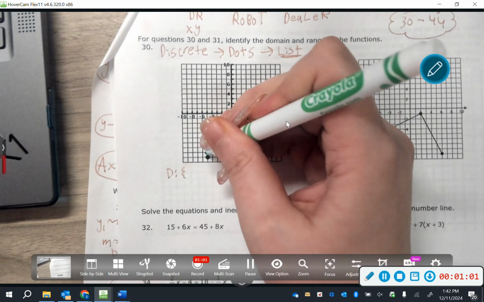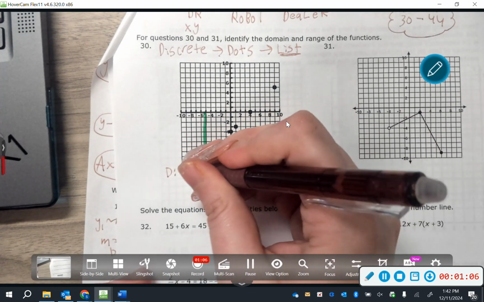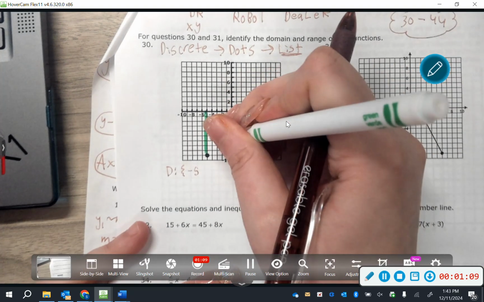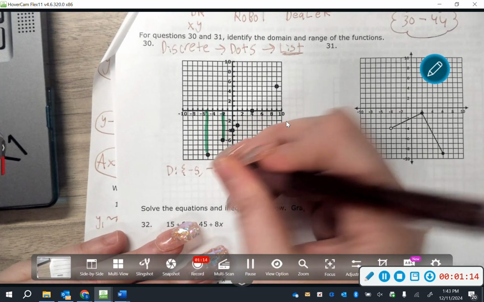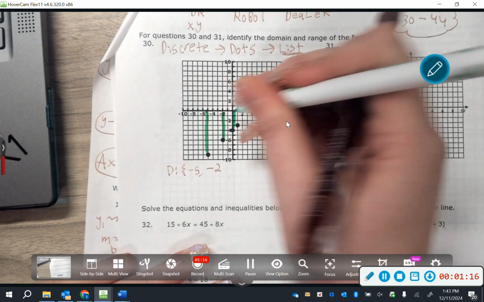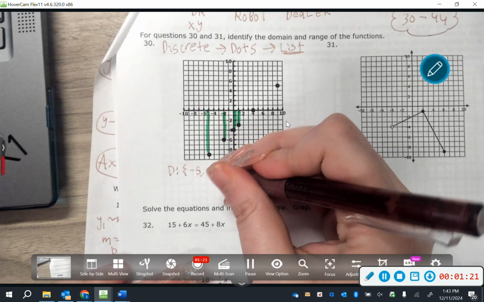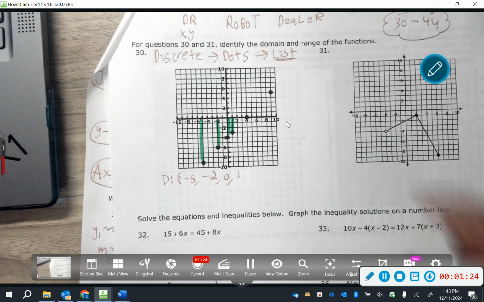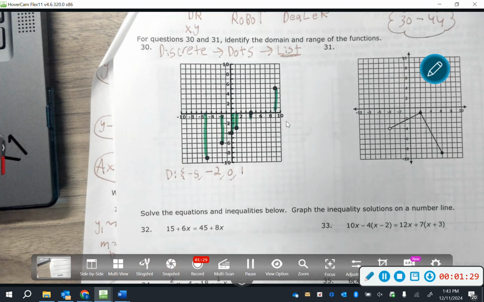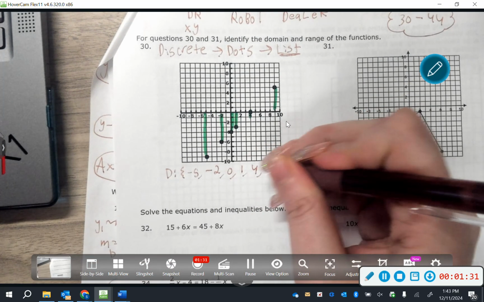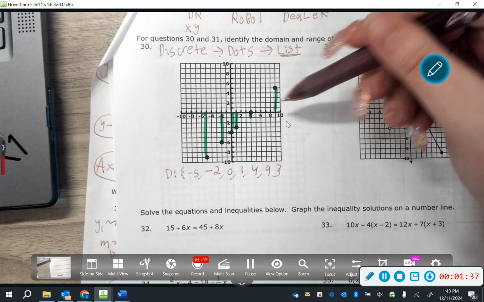Well, for this point, my x is -5. On this one, my x is -2, so -5, -2. We have 0, 1. You get those 2, 0, 1. We have here 4, and we have 9. So there is my domain. If it's dots, you just make a list.